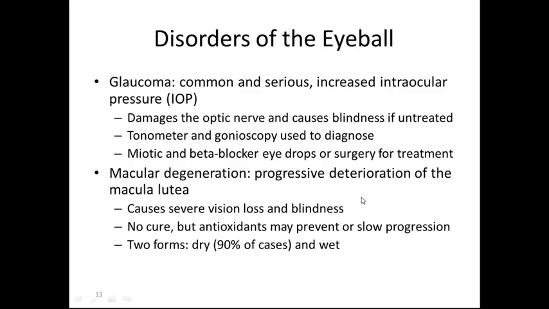Macular degeneration is a progressive deterioration of the macula. It is caused by severe vision loss and blindness. So what happens is your central vision is blocked, and usually you will see a black blotch in the middle of your vision. You will be able to see off to either side, but you will not be able to see what is right in front of you. There are two forms of macular degeneration. There is the dry, which is about 90% of cases, and then there is the wet, which is about 10%.